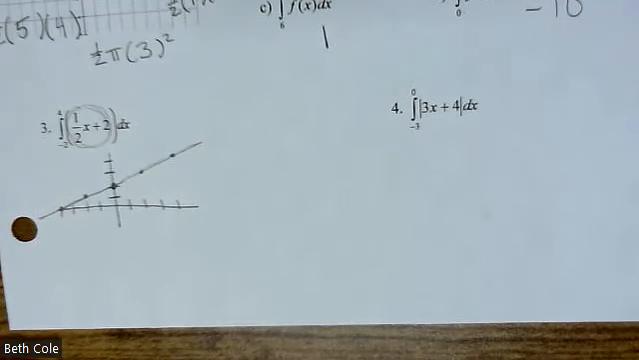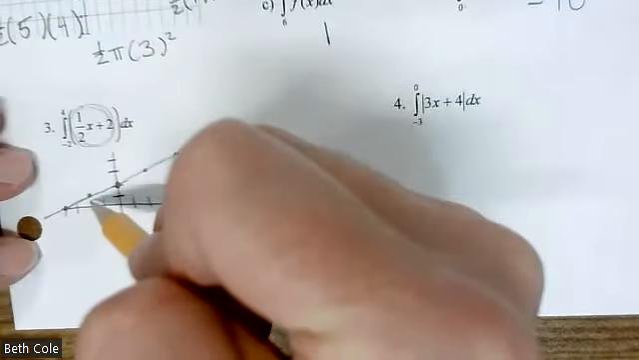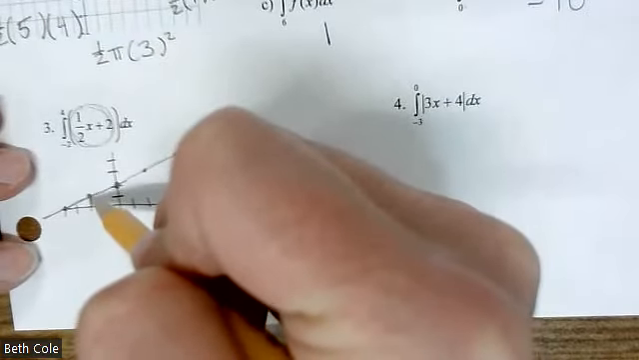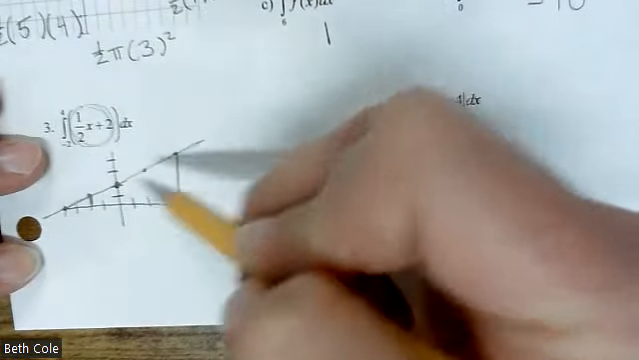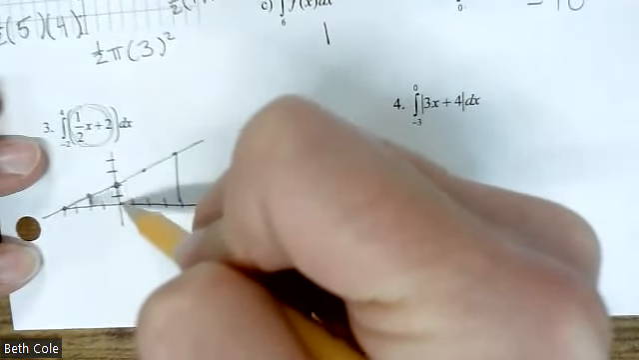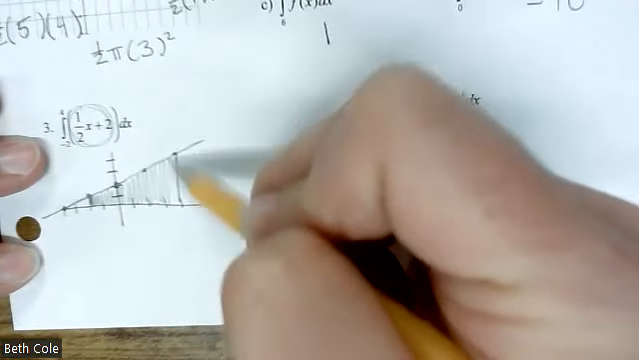Sometimes you have to do that. They're not going to give you grid paper. Sometimes you just have to draw a quick sketch so you can see the visual of what it's going to look like. So that's our line. And we want the area from -2 to 4. So this is the area that we're finding.